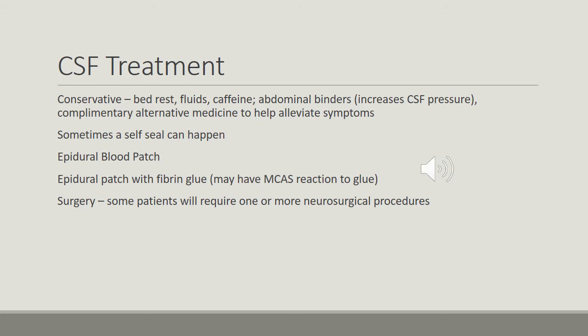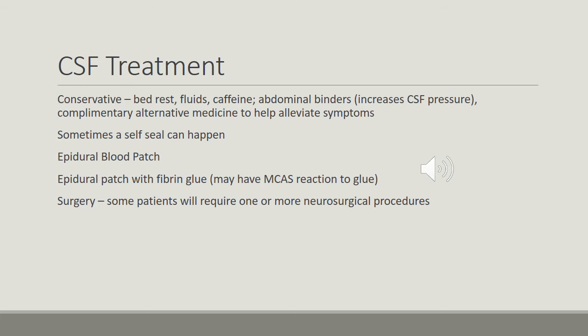From a vasoconstriction standpoint, we have caffeine, which we know will contribute to that. Abdominal binders, this increases CSF pressure. We have complementary alternative medicines to help alleviate the symptoms as well. Sometimes a self-seal can happen. There's also the epidural blood patch that's available to be used, and this is just going to vary depending on where you seek treatment from.